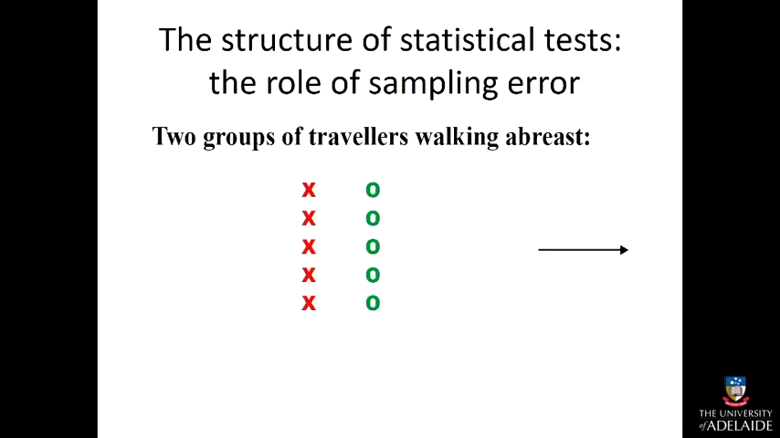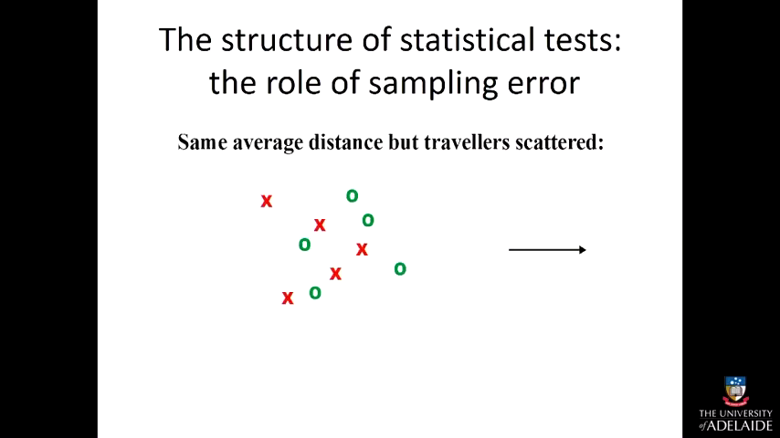What happens, however, if those two groups become more scattered? So they're still progressing along the road, but they're mixed up now. So the mean distance along the road for the green circles and the red crosses is the same, but can you now tell which group is ahead of the other group? Probably not. It's fairly arbitrary, I would have thought.